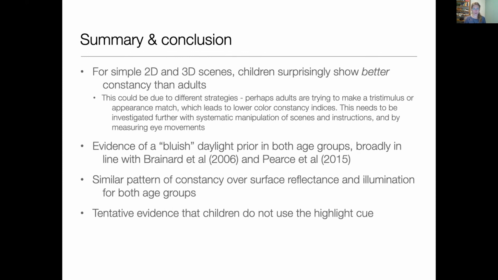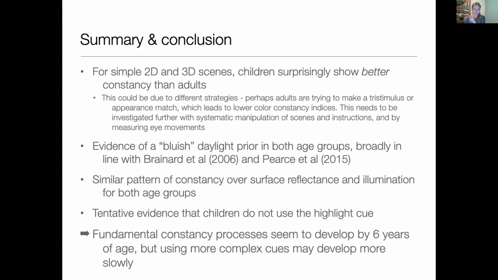And we found this very tentative evidence that children do not use the highlight cue, which leads us to this general conclusion that fundamental constancy processes seem to have developed by 6 years of age, but it's possible that using more complex cues such as highlights may develop more slowly.